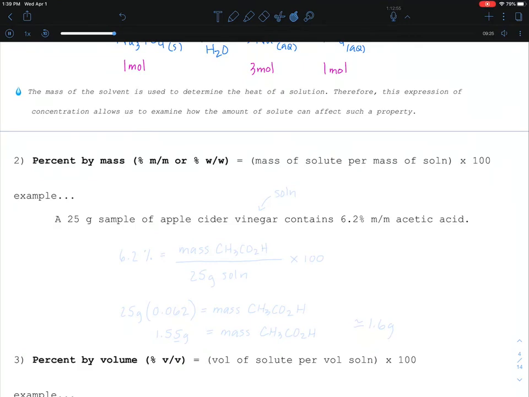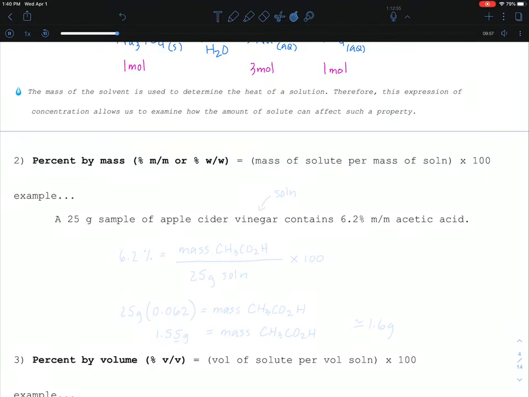So vinegar has acetic acid in it. Vinegar is not just acetic acid, right? But it contains acetic acid, and depending on the vinegar that you have, the percent by mass can vary. Well, I looked up apple cider vinegar and the one that I looked up said 6.2% by mass acetic acid. So the vinegar is the solution and the acetic acid is just a component. It's one of the solutes in that solution, right?